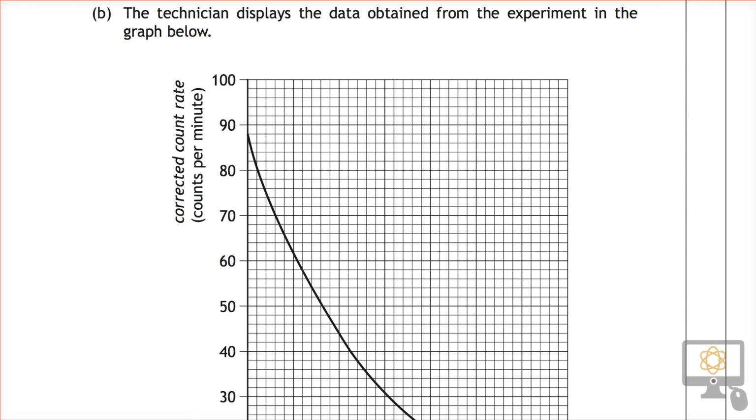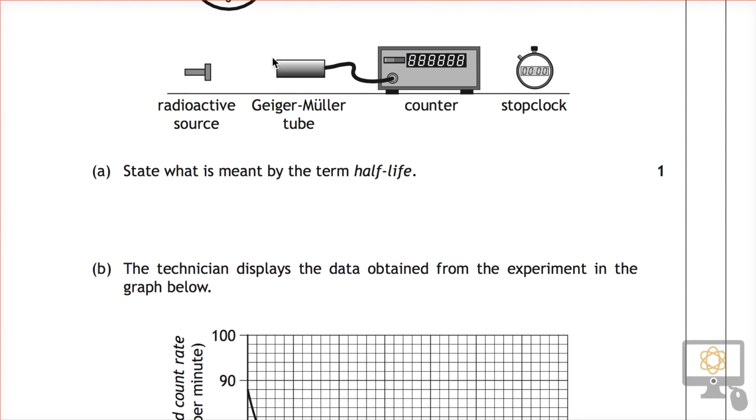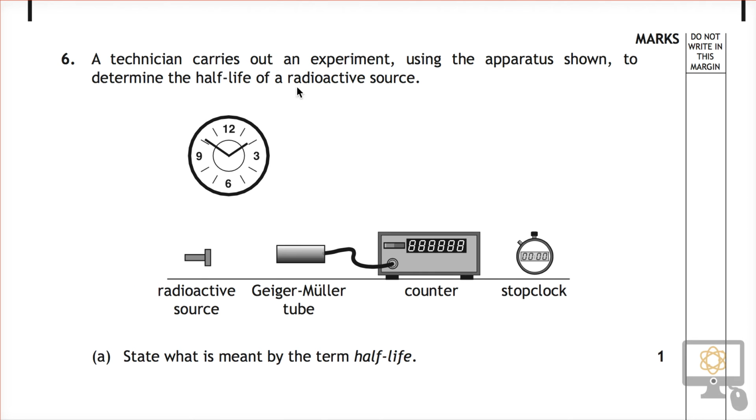So we'll look now at question 6b from the 2014 National 5 Physics paper. It says the technician displays the data obtained from the experiment below. Well, let's have a look at the experiment first of all. This is the apparatus carrying out an experiment to determine the half-life of the source. They have a counter connected to the Geiger-Müller tube, a radioactive source, and a stop clock.